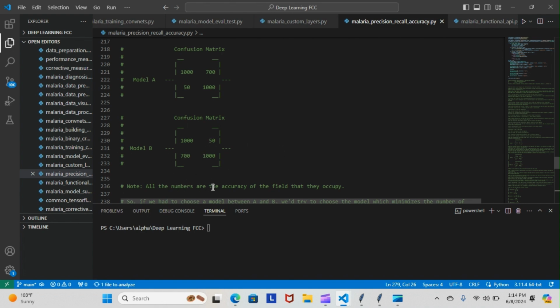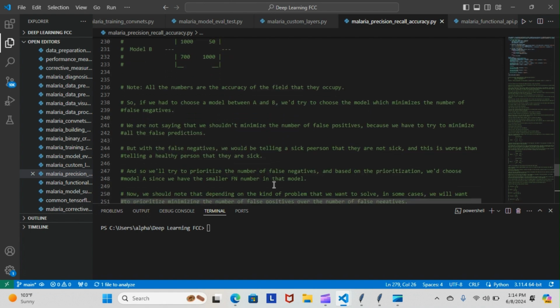Now note that all the numbers represent the counts of the field that they occupy. So 700 would be the number for FN, and 50 would be the number for FP. Those are the fields that they occupy.